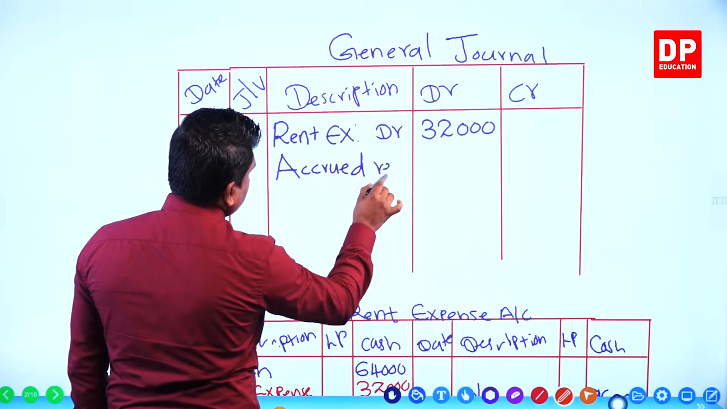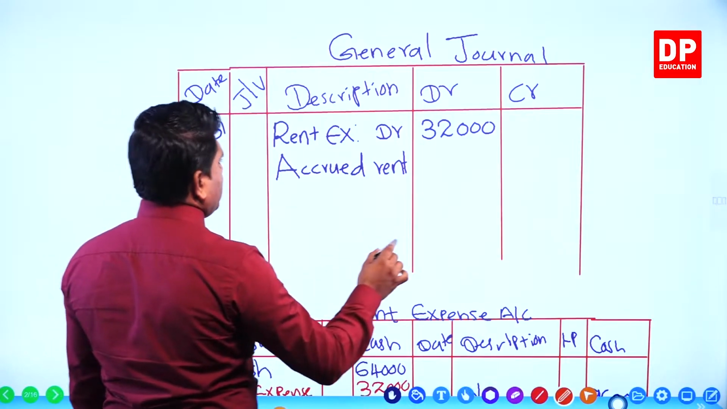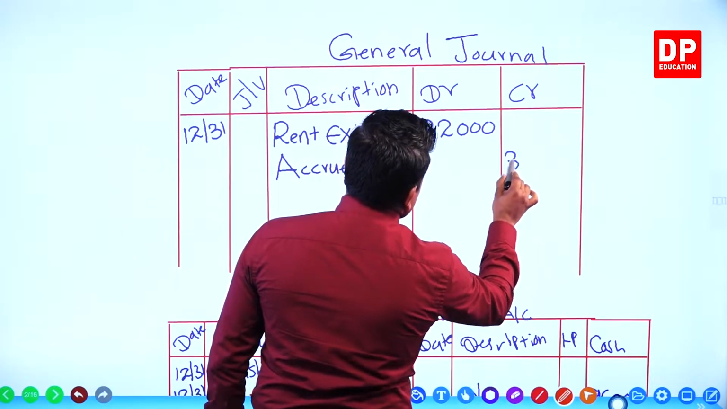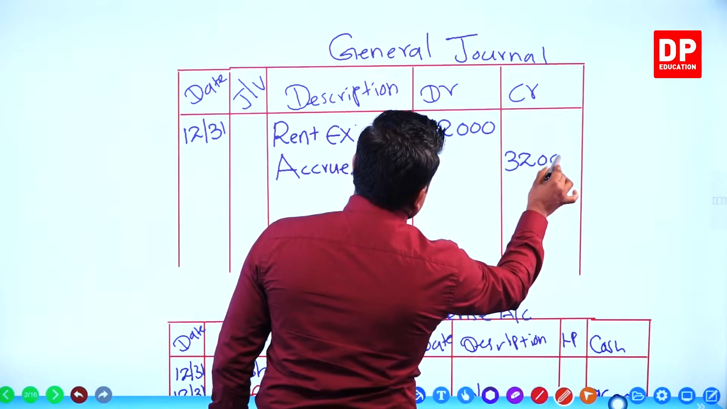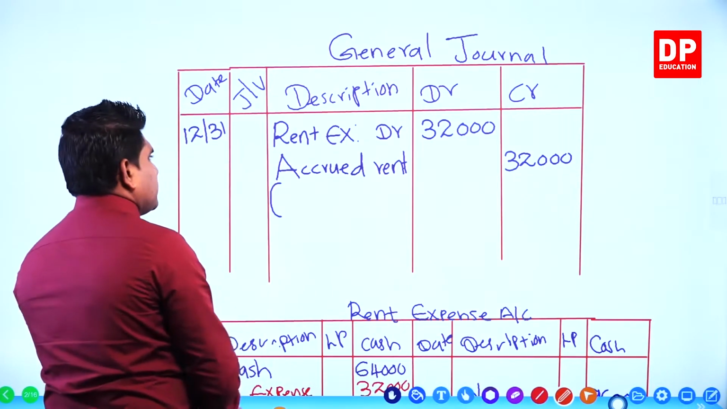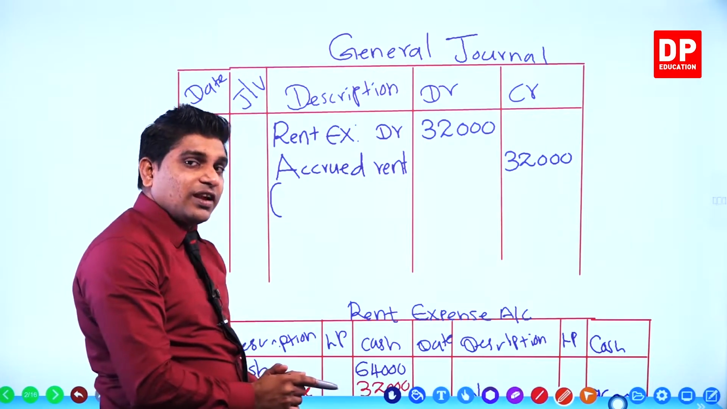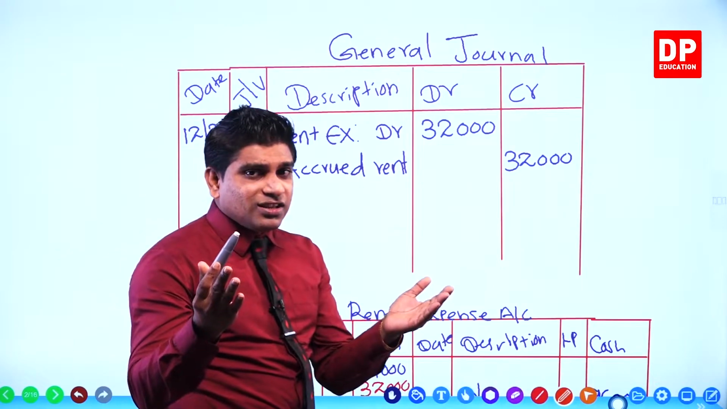Accrued rent account, credit 32,000. Then what do you do? Within brackets you put what? Within brackets you put narration. Narration. You know the narration?